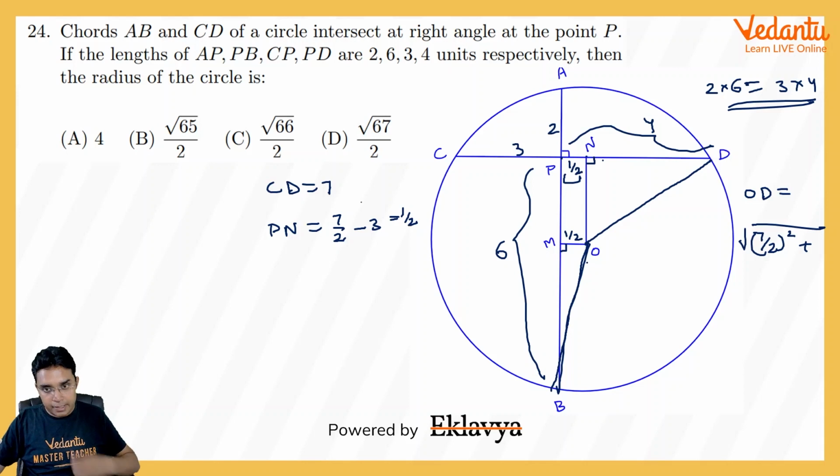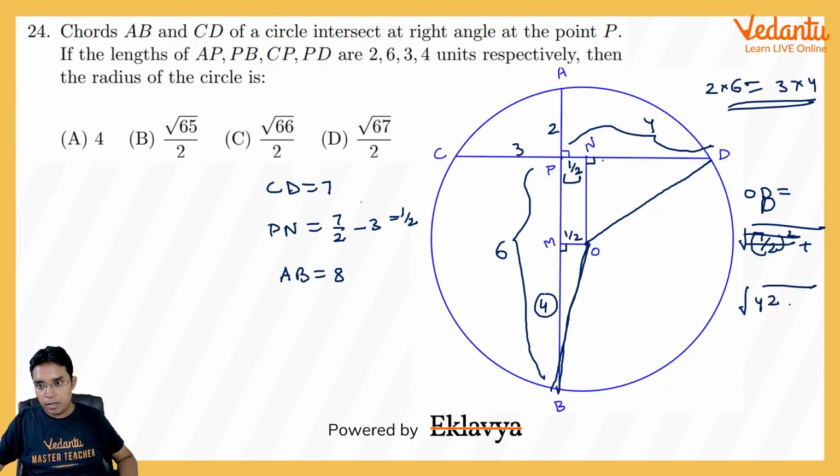So in this case, actually the length of AB is equal to 6 plus 2, 8. So this MB would be 4. MB would be 4. So here to find OB, I will use 4. OB, I will use under root of 4 square plus 1 upon 2 square. So that will be 16 plus 1 by 4. So that will be root 65 by 2.